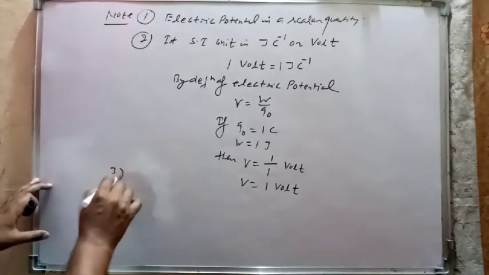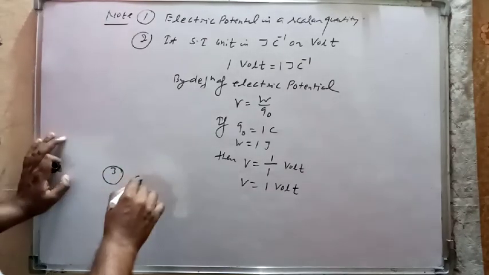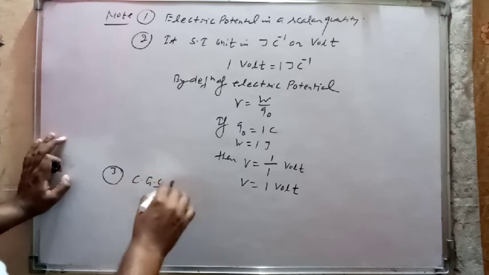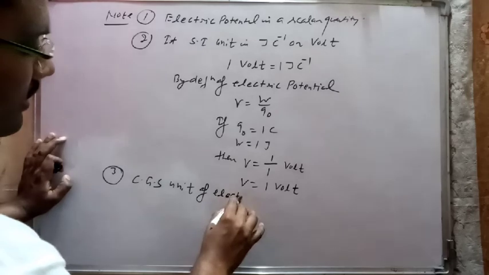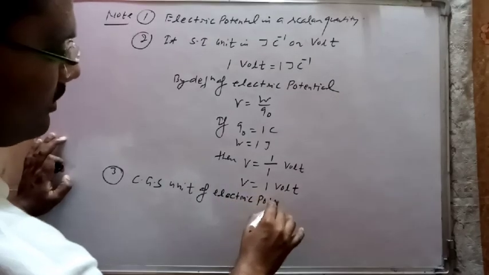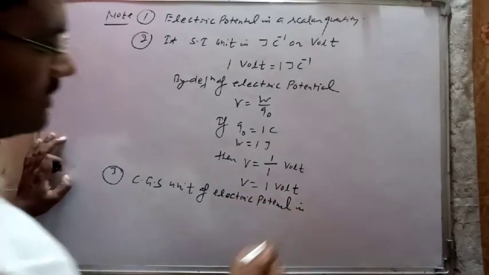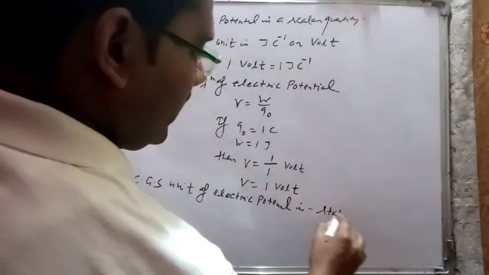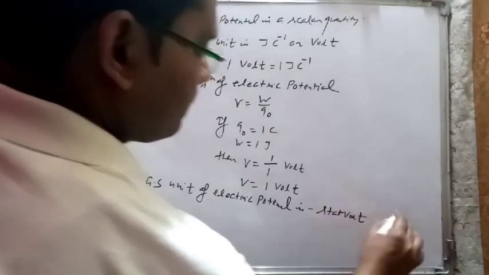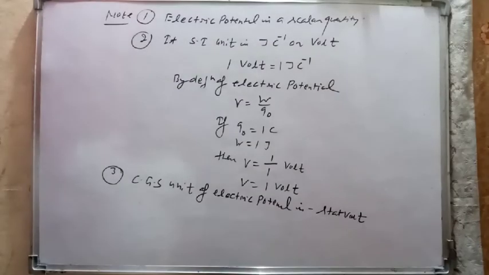Third one is the CGS unit. CGS unit of electric potential is statvolt.